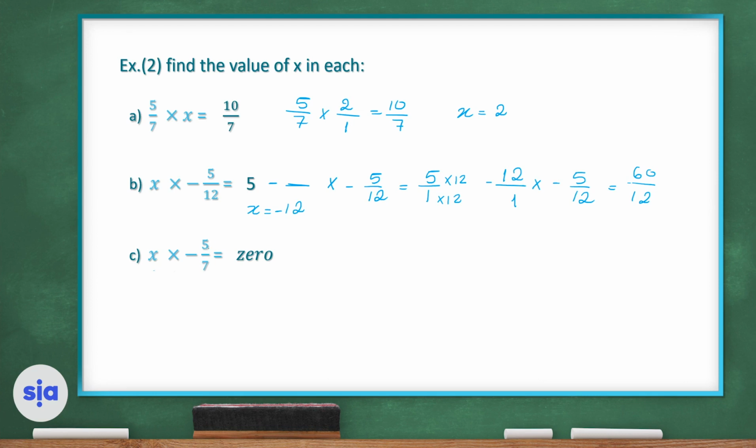What times negative 5 over 7 to give you 0? For sure, x equals 0 because 0 times any fraction is equal to 0.